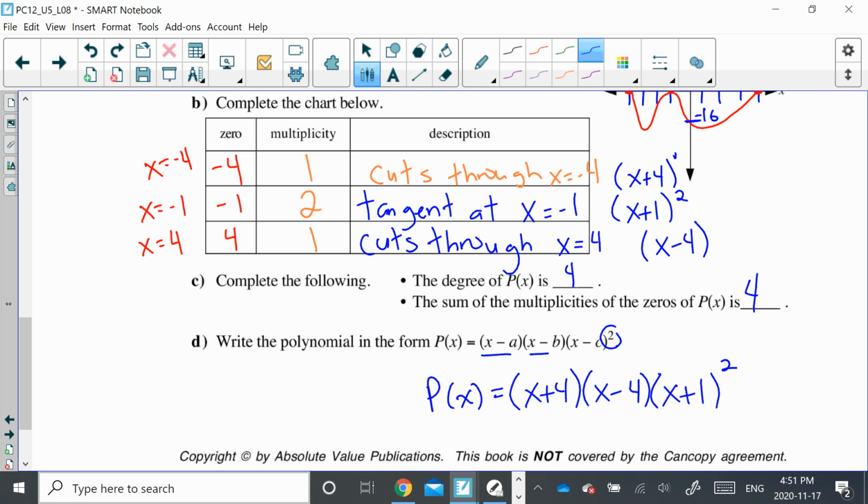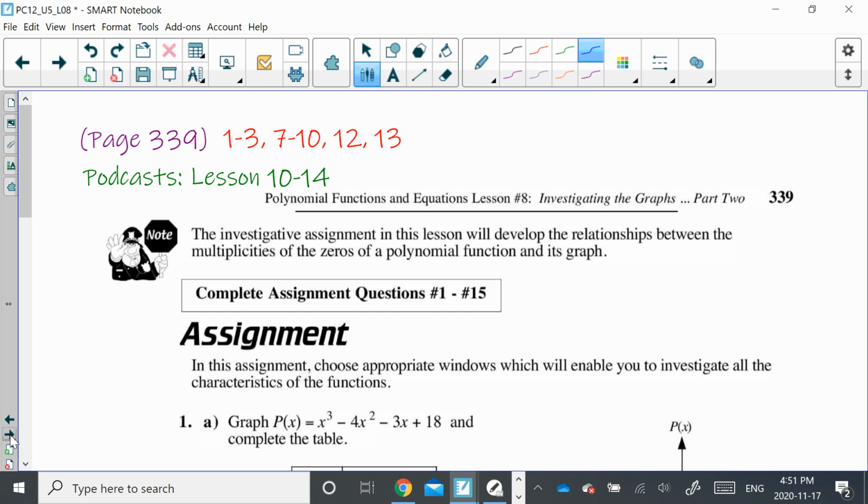So that's the end of this lesson, lesson 8. And the homework for this lesson is on page 339. And I want you to do these questions here. So questions 1 to 3, 7 to 10, 12, and 13.